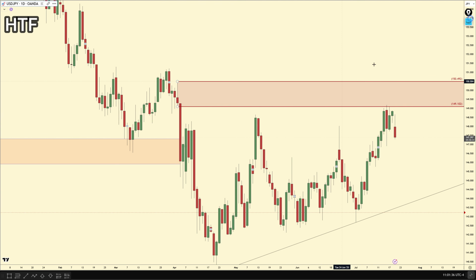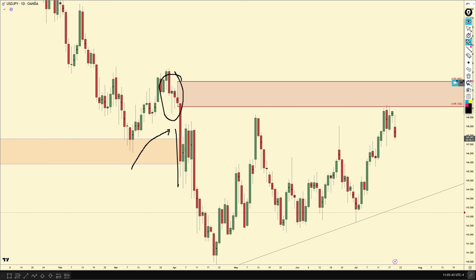Now, that demand zone was removed by this supply. Why is this a supply? Because we have our basing and that strong aggressive move to the downside.